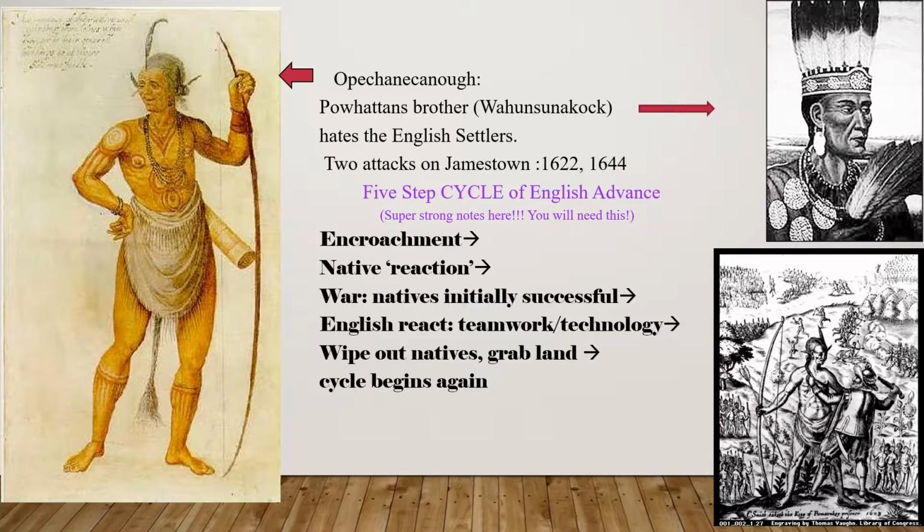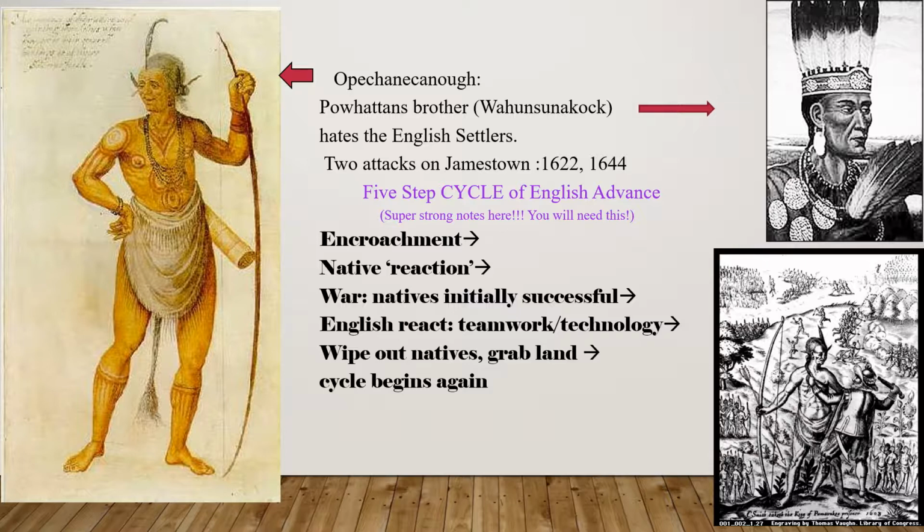So Native American reaction could take many different forms. But under any circumstances, the next part of the cycle almost always is war will break out, and the natives are initially successful. That's the way it always is. In 1622, that almost worked. In 1644, that almost succeeded. In 1675, that will almost succeed. Metacomet will almost succeed in driving out the English.